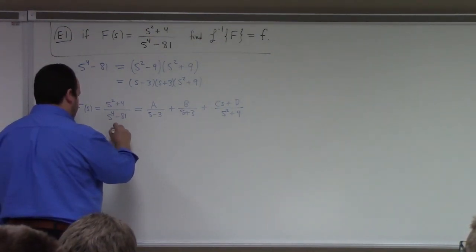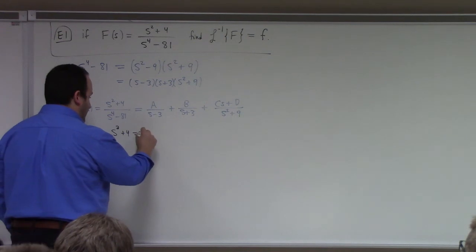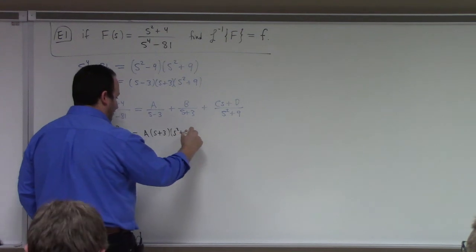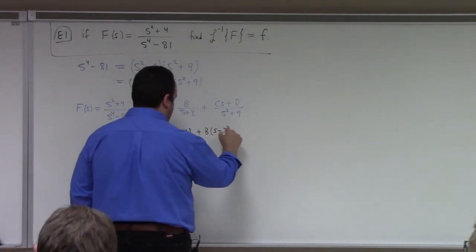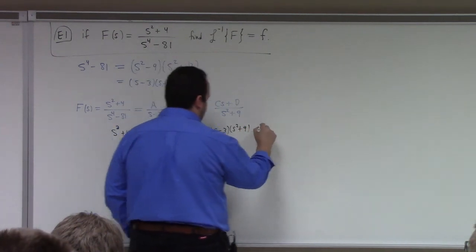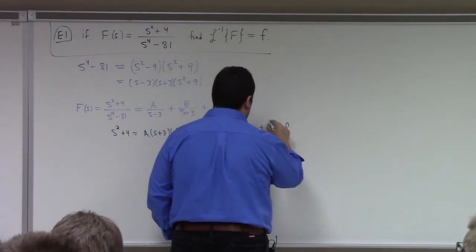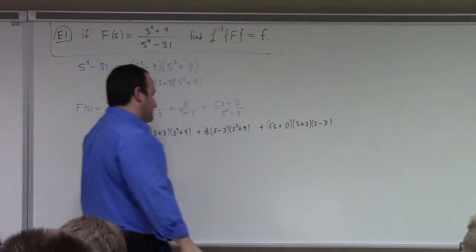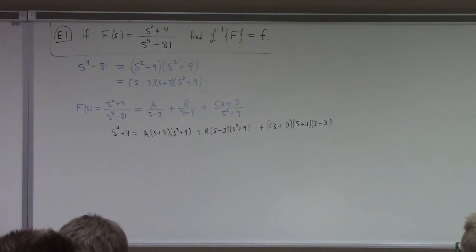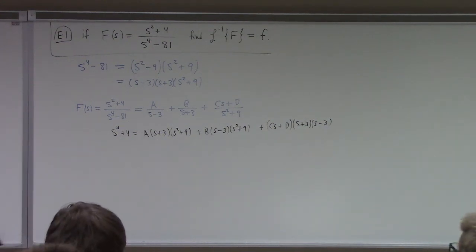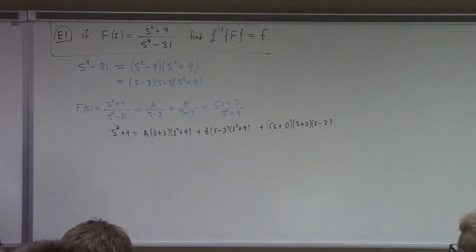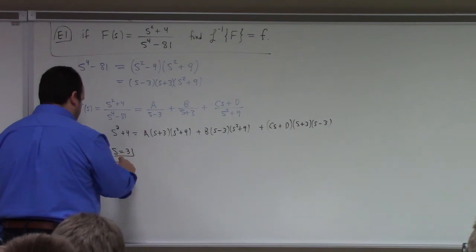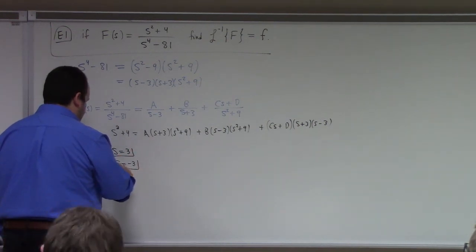So s squared plus 4 is A times (s plus 3) times (s squared plus 9), plus B times (s minus 3) times (s squared plus 9), plus (Cs plus D) times (s plus 3) times (s minus 3). So I multiply by the denominator. And there are two easy things to do here. We can put in s equals 3, and we can put in s equals minus 3. That'll immediately tell us some things.